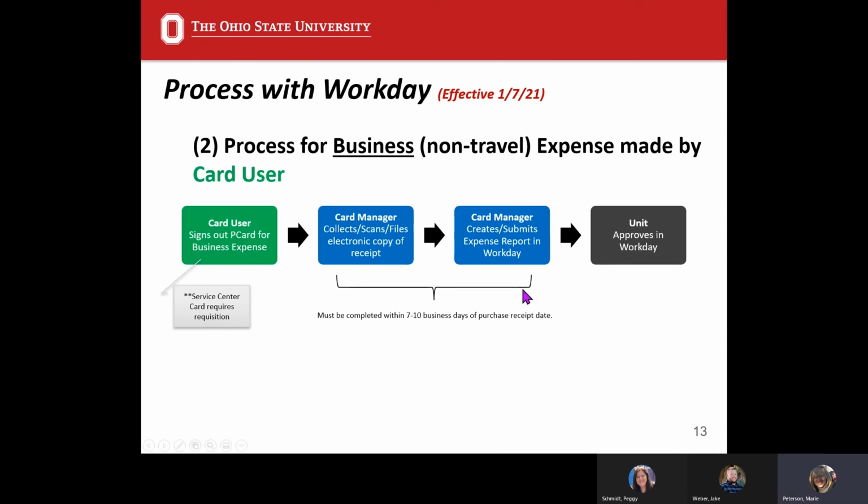The second example is for a Department of Service Center card where the card user makes the purchase for his or her self. We'll start with the card user signing out the card on the non-travel tracking log, and they make an appropriate business purchase. Then the card manager collects the card and itemized receipt, scans an electronic copy.